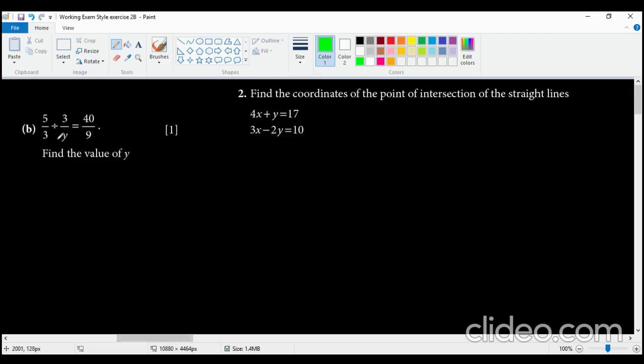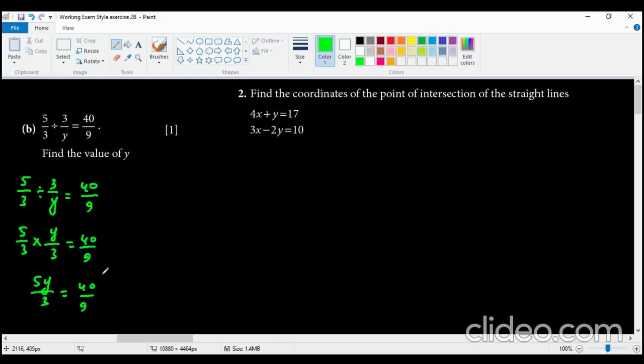In the very first instance, most of the students understood it as 5 over 3 plus 3 over y, but it is wrong. 5 over 3 is getting divided by 3 over y equals 40 over 9. Now the opposite of divide is multiply. So what I will do is take the reciprocal of 3 over y, which is y over 3, equals 40 over 9. This gives us 5y over 3 equals 40 over 9.